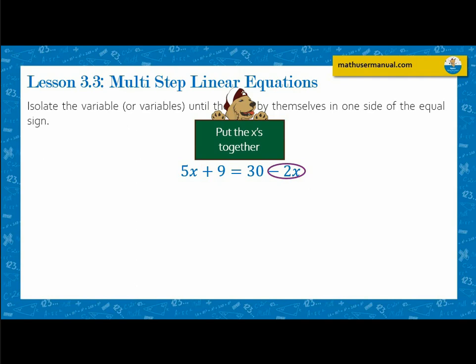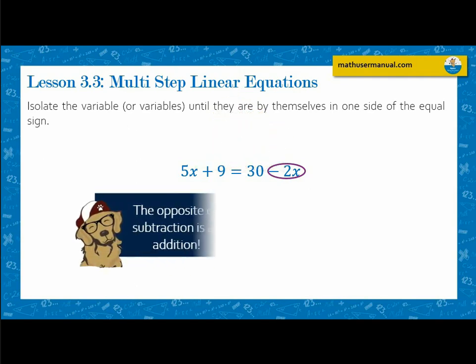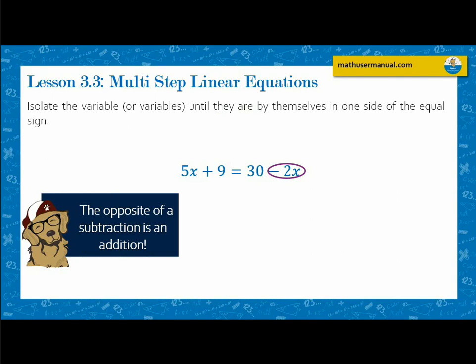To do that, we do the same inverse operation we have been learning so far. And this is a negative 2x. The opposite of a subtraction is an addition. Now, we're not just going to do minus 2. We have to take the full term. So instead of just doing minus 2, we have to take care of the minus 2x. That means we're going to do a positive 2x. That is the only way we can cancel the two x's. Minus 2x and positive 2x cancel each other.